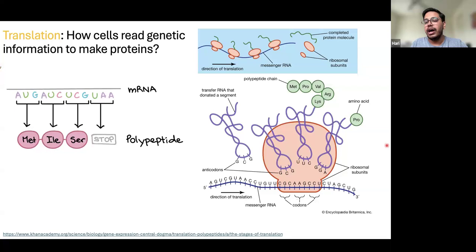And the tRNA will have the amino acid already present on it. And then the ribosome will further catalyze the step of adding this particular amino acid onto the polypeptide chain by forming the peptide bond. And the direction of translation happens from the 5' to the 3' end of the mRNA.